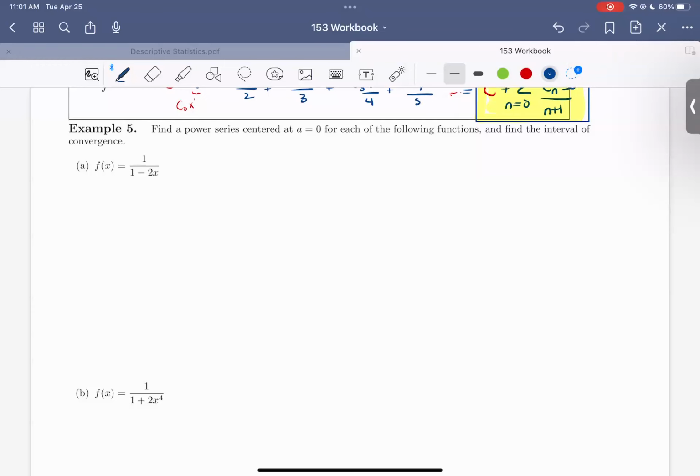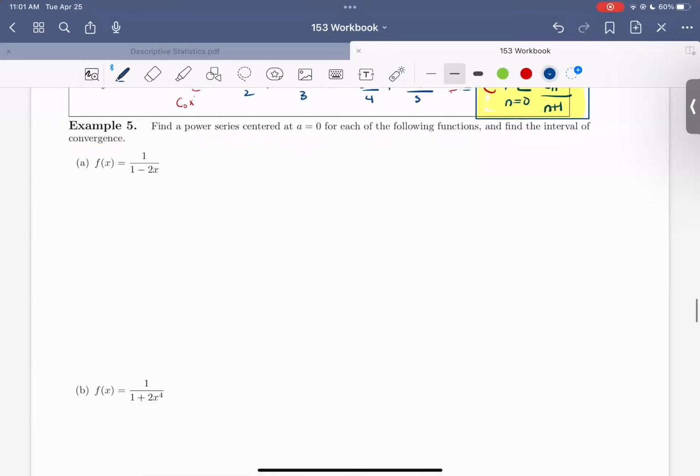In this video, we're going to look at section 8.6 on power series, example 5, part A. So here in example 5, we're asked to find the power series centered at x equals 0 for each of the following functions and find the interval of convergence.